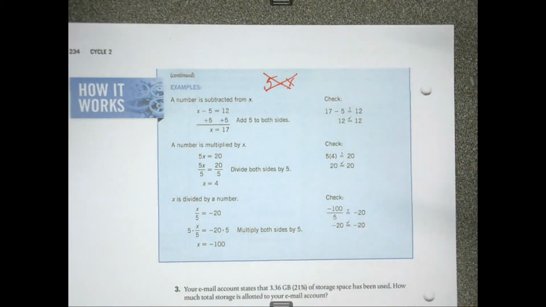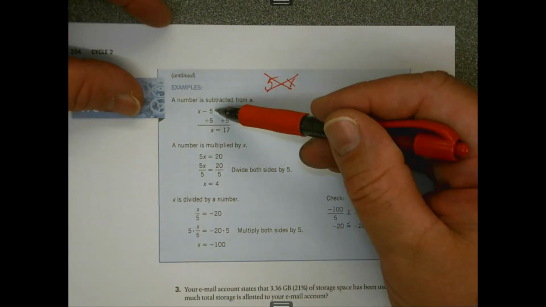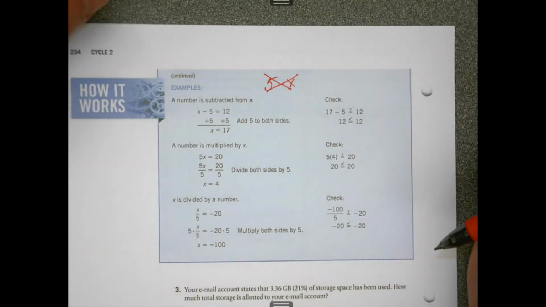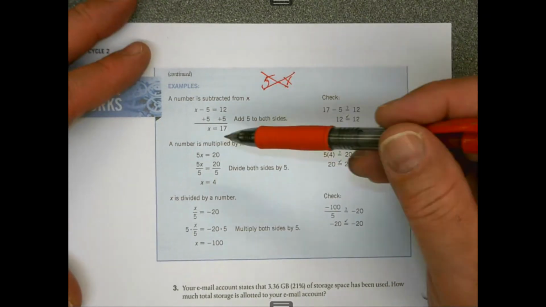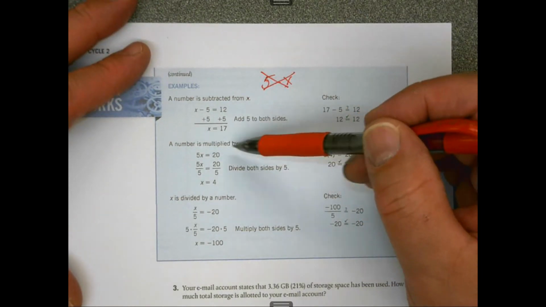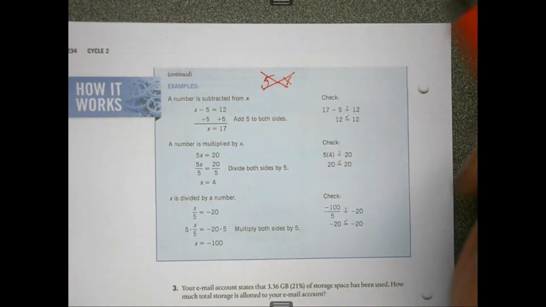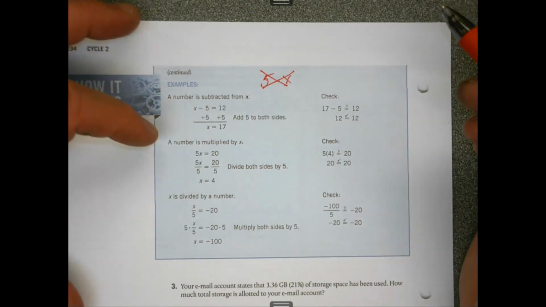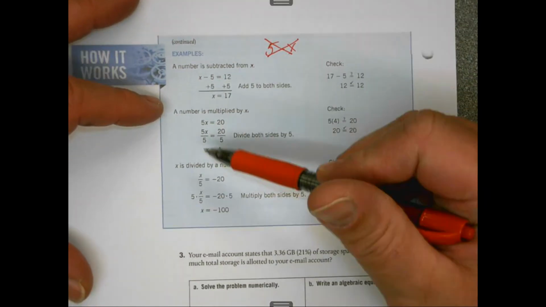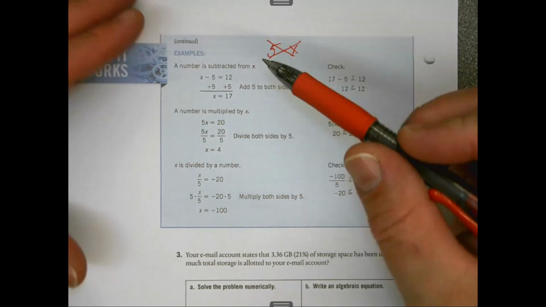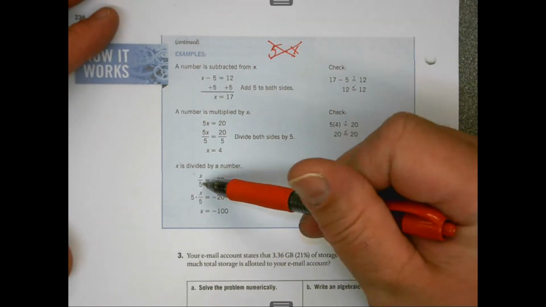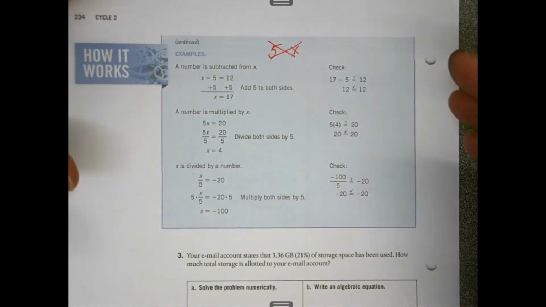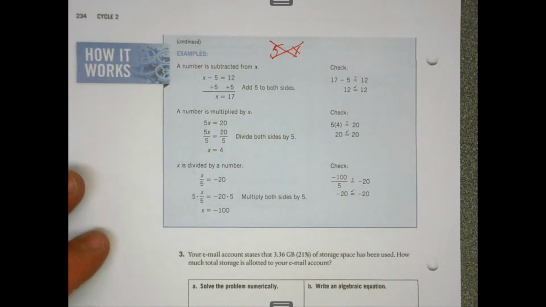A number multiplied by x is straightforward, multiplying 5 times x. And x is divided by a number, which means x goes in the numerator, 5 in the denominator. All right, just some English phrases that you'll see in word problems. These are the meanings for them.